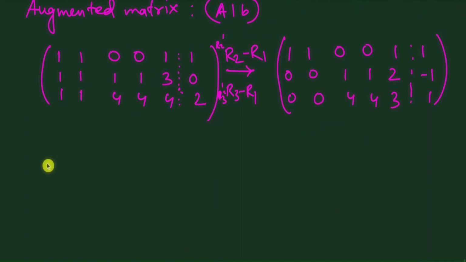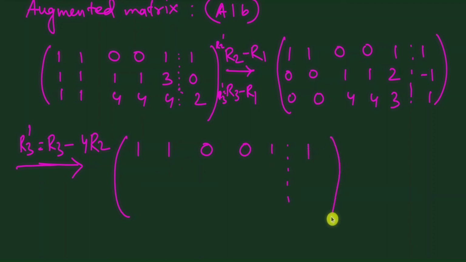Again if we apply R3' equal to R3 minus 4 R2, then we get 1 1 0 0 1 1, 0 0 1 1 2 minus 1, then 0 0 0 0 3 minus 8, that is minus 5, and 1 minus minus 4, plus 4, this is equal to 5. So we get this equation.